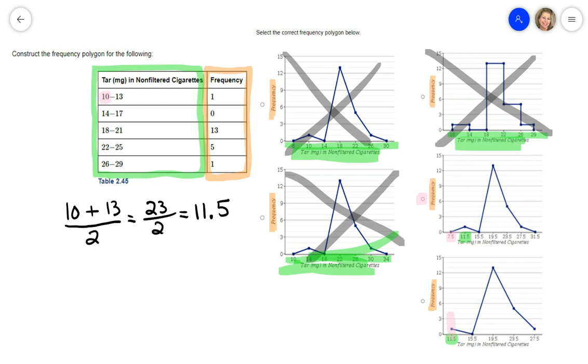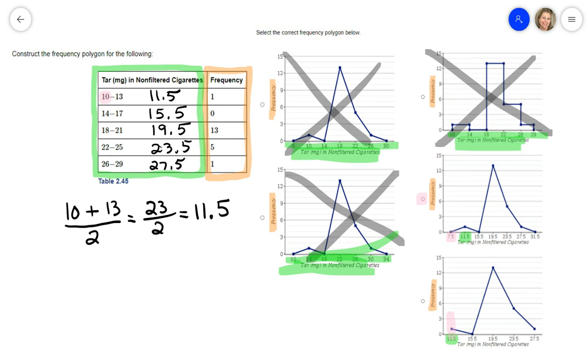If I kept going with all my midpoints, halfway between 10 and 13 is 11.5. Halfway between 14 and 17, if I averaged 14 and 17, I'd get 15.5. This one, the average would be 19.5. Halfway between 22 and 25 is 23.5. And halfway here would be 27.5.